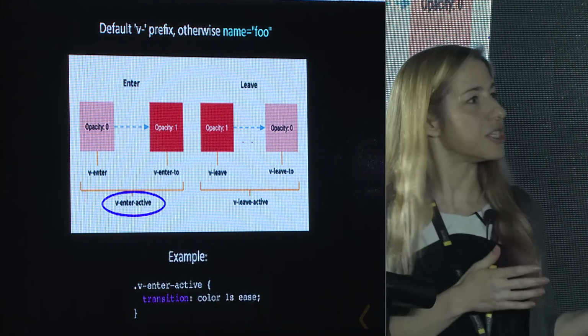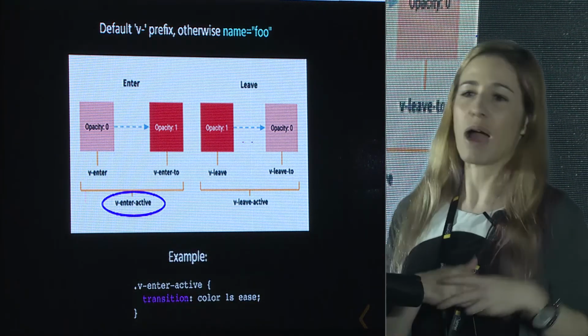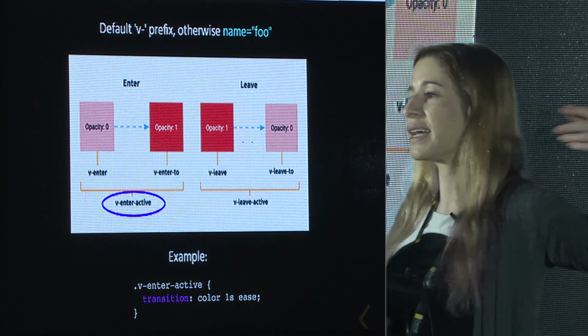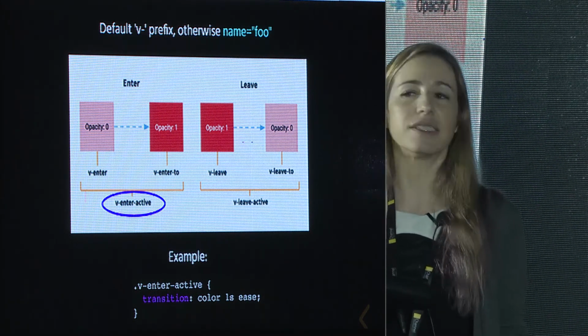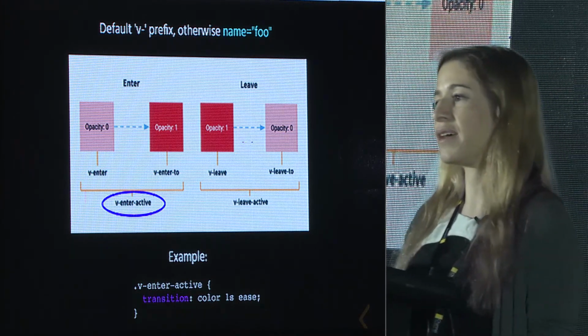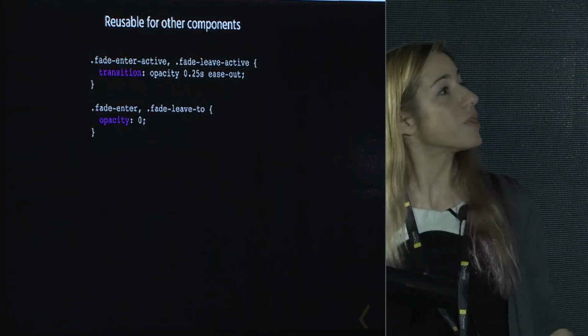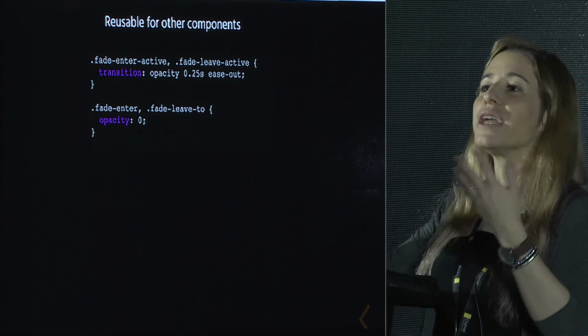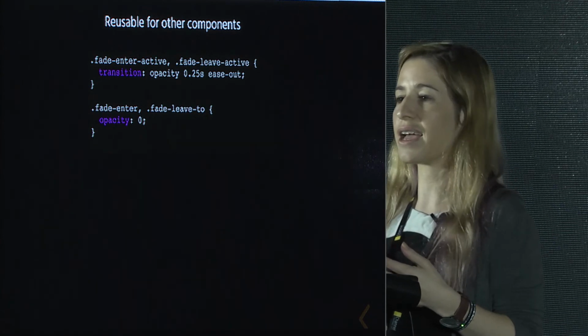So we're using a transition here, not an animation yet. So I'm just going to say, okay, we want something like color. We want it to happen for 1 second. And we want it to have an ease. So we're allowing the browser to interpolate those values for us. So it's also reusable for other components. If we want to give it a name, we can do so and then reuse that transition again and again.